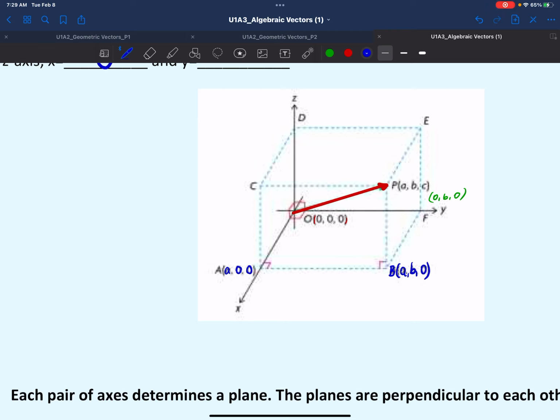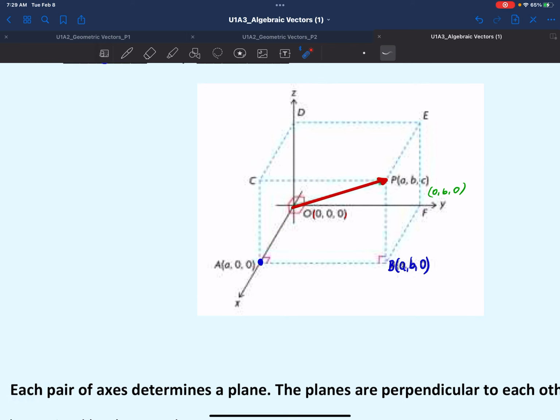Now let's take a look at another point. Say for example, we're right here on the x-axis. So on the x-axis, we'll have the x coordinate equal to some number A, but the y coordinate is going to be 0, and so is the z coordinate. Here is the point on the y-axis. So for this, I will know right away that since it is on the y-axis, it will have 0, 0, and then this will be the value B.